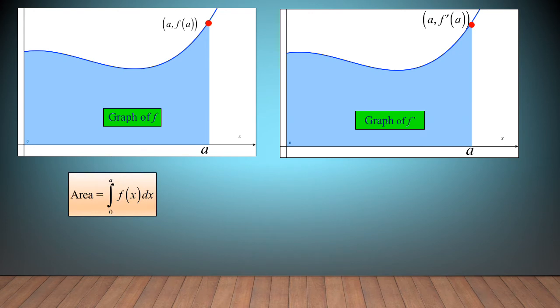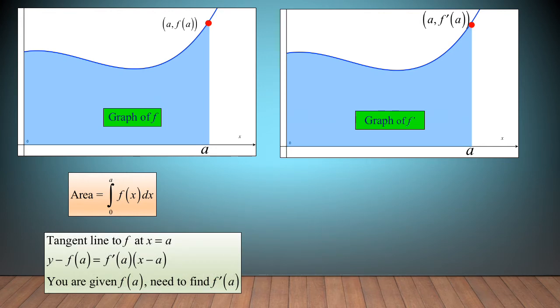In the left-hand picture, we are given a graph of f. So we can see that there is value on the x-axis at x equals a, and the corresponding point on the graph in red is the point (a, f of a). Therefore, the area shaded in blue would simply be the integral from 0 to a of f of x dx.